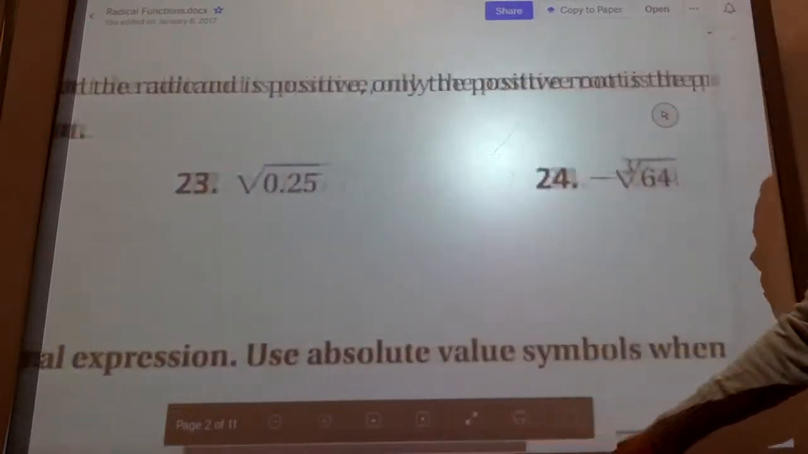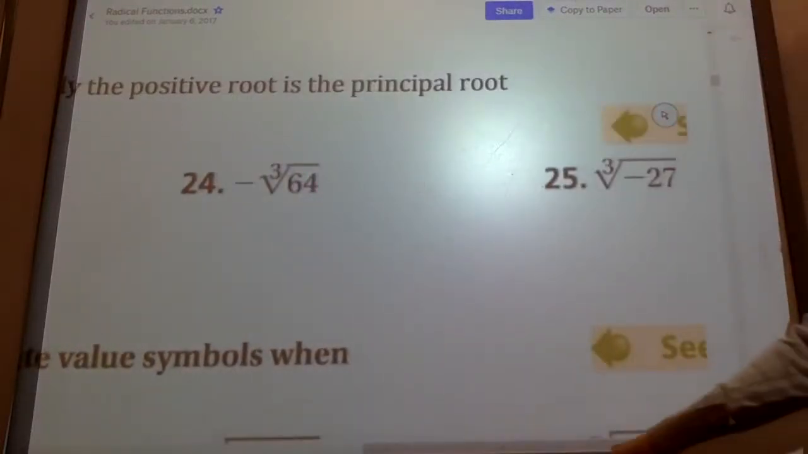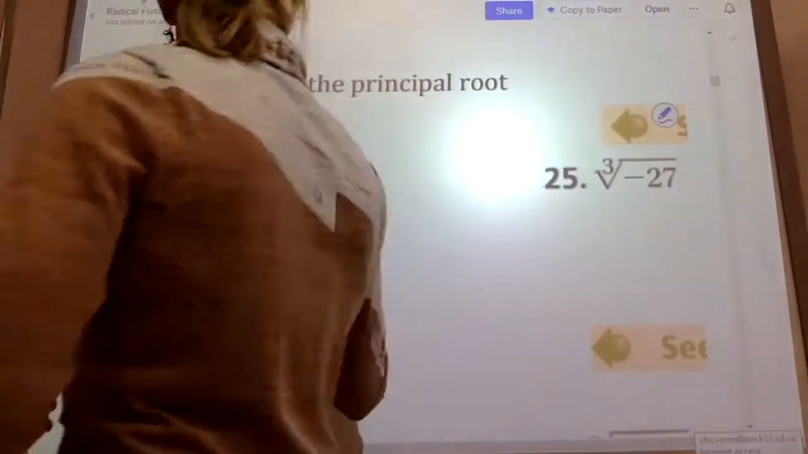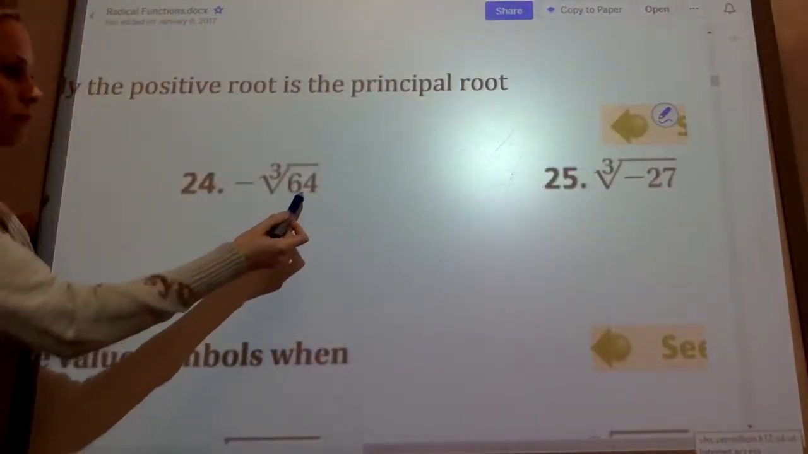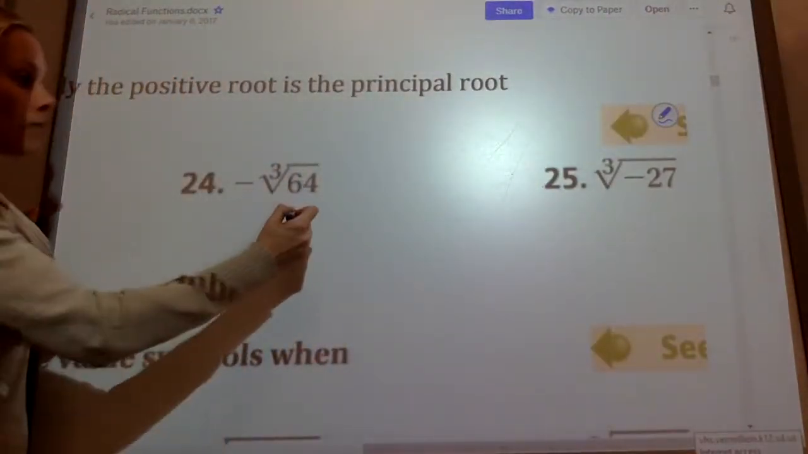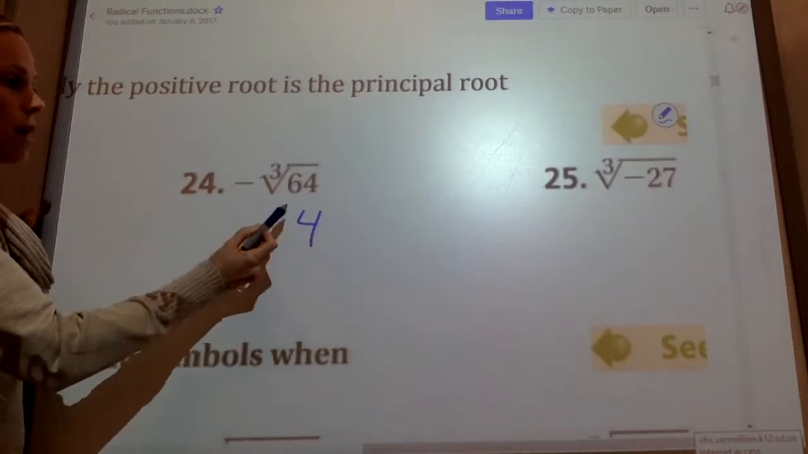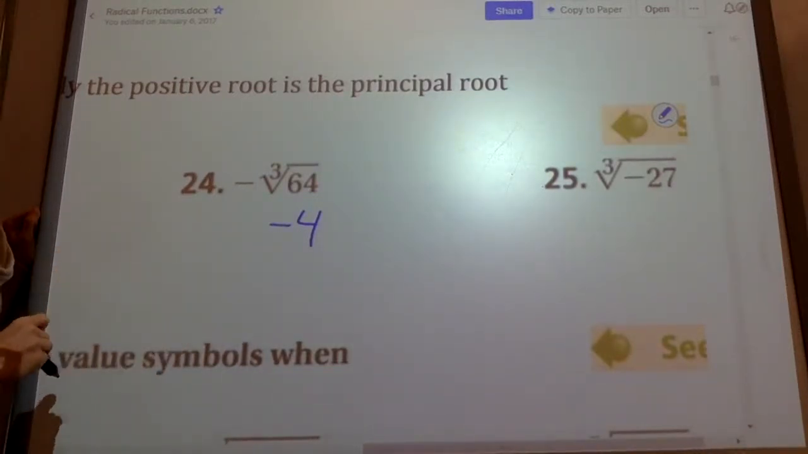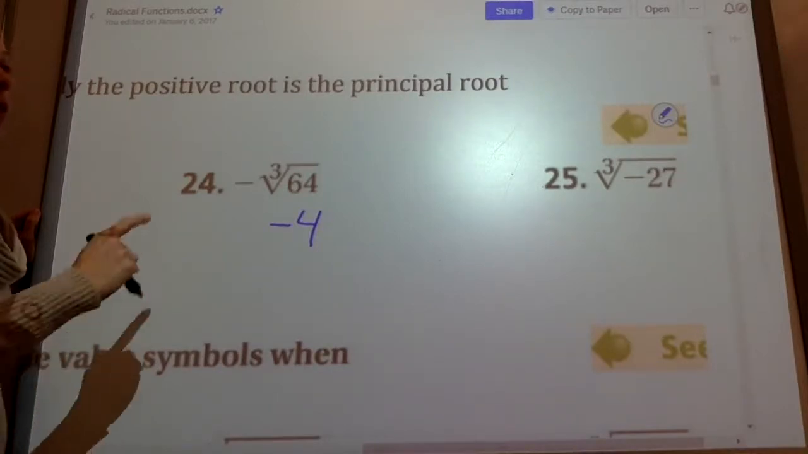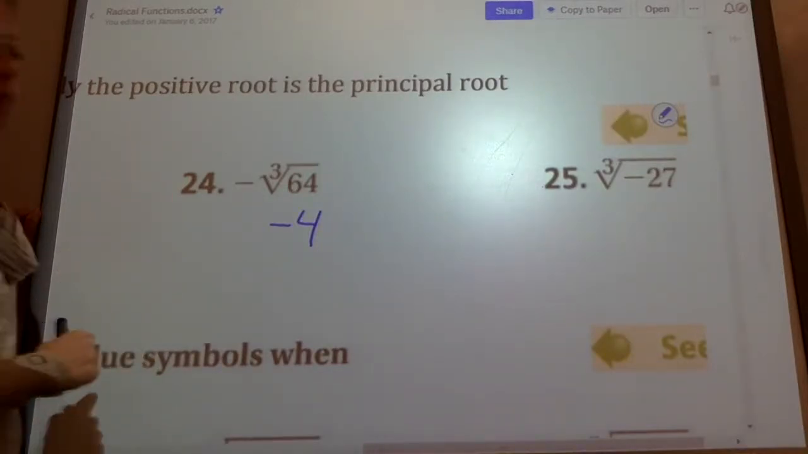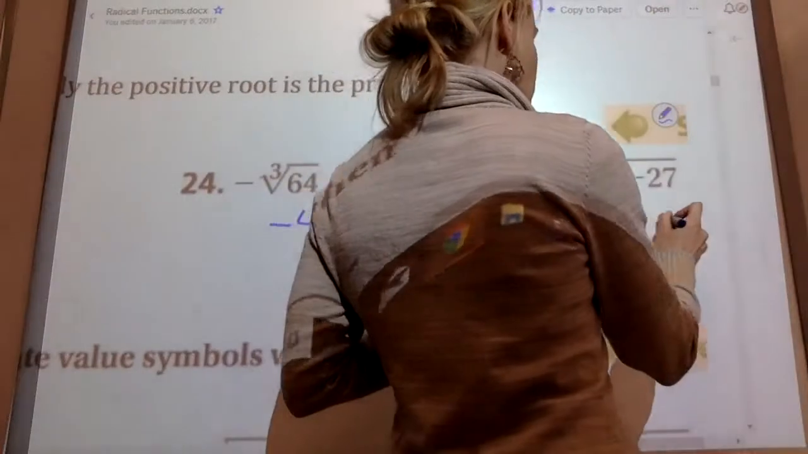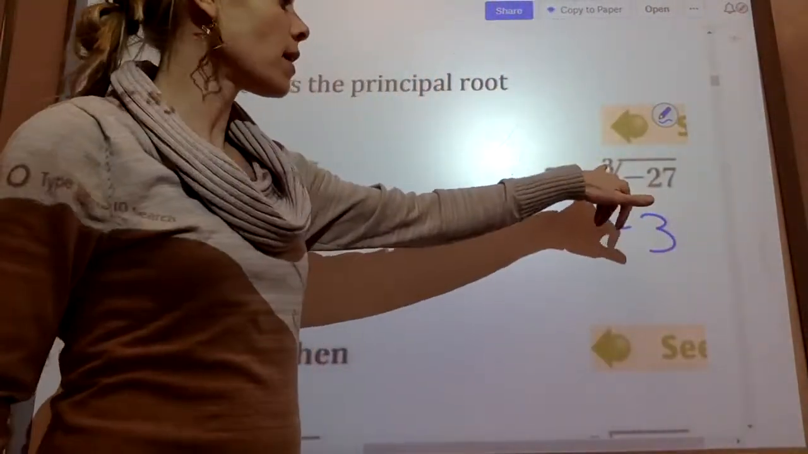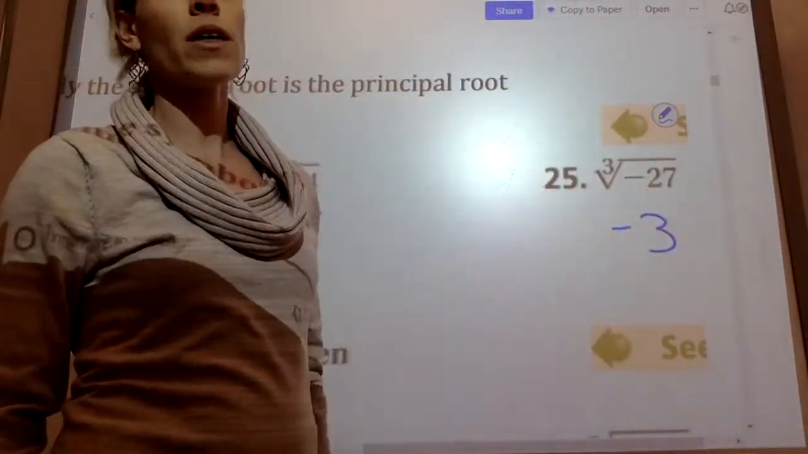How about cube root of 64? Right, cube root of 64 is 4, but I have this negative out front, so that just stays out front. So it's -4. Okay. What about the cube root of -27? -3, very good. You can have an odd index and a negative number, that's okay.